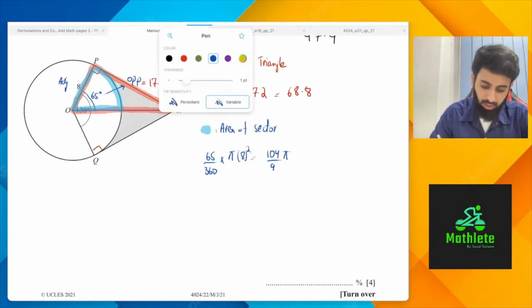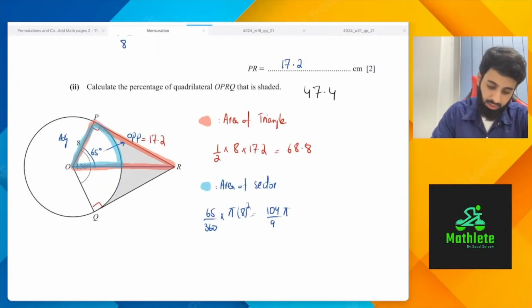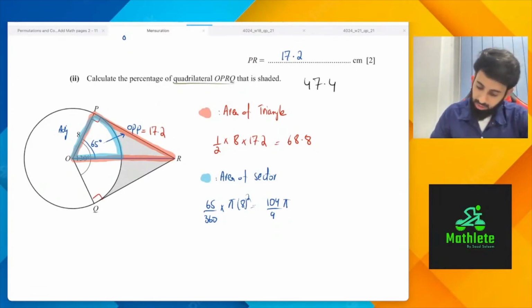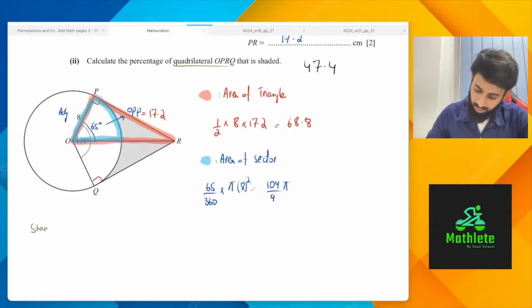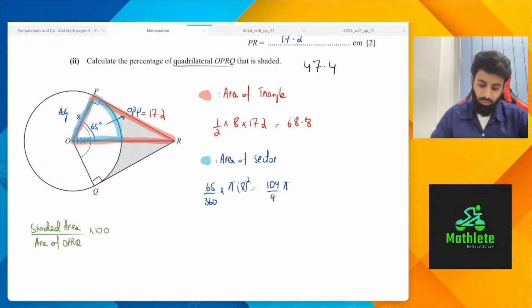Now what will be the total area? Total area will be the area of the two triangles. What do we want? We want the percentage of the quadrilateral OPRQ that's shaded. Okay, so how do we get that? I'm doing this in green. So basically shaded area upon the area of OPRQ into 100. Theoretically, this is what we have to do.